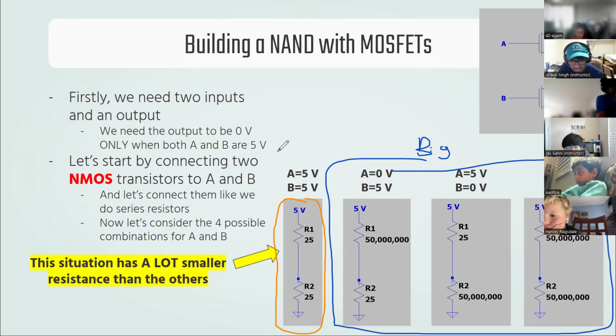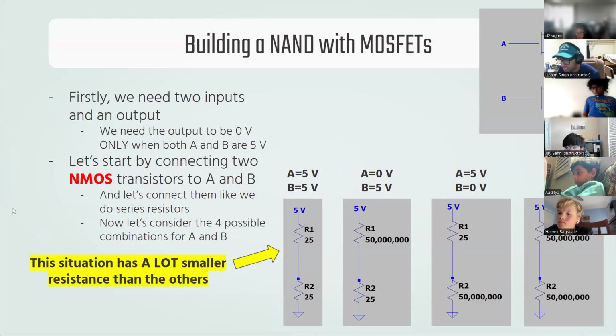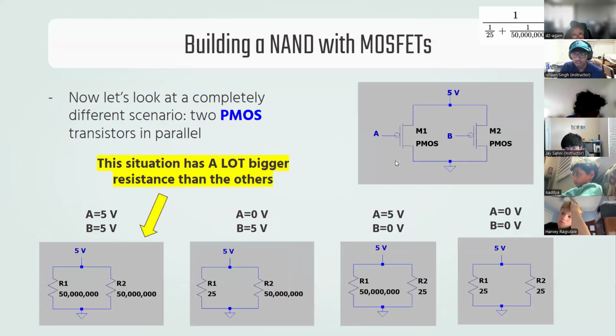This case right here has a small resistance, okay? 50 is a lot less than 50 million. 50 million is not that much less than 100 million, but 50 is a lot less than them both, okay? So the situation in which both A and B are high has a lot smaller a resistance than the other two situations. Okay? Yes, so 0 is where the resistance is low, and 5 is where the resistance is high for an NMOS. But for a PMOS, it's the opposite.